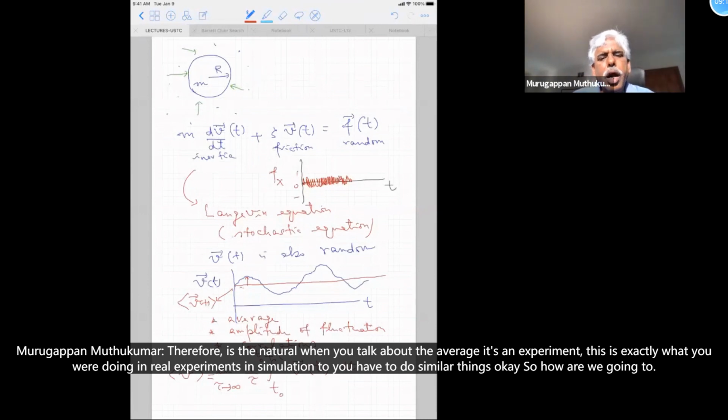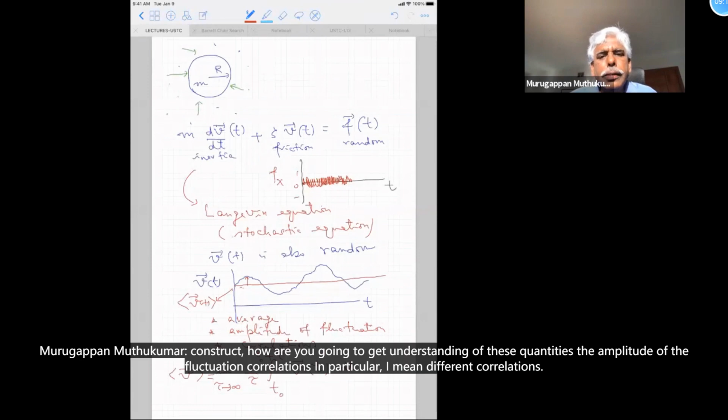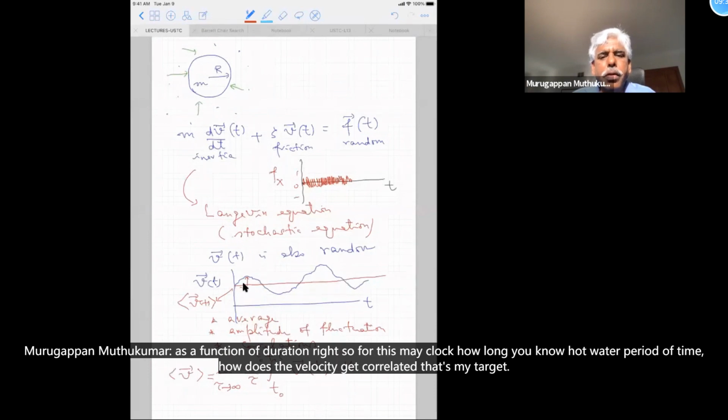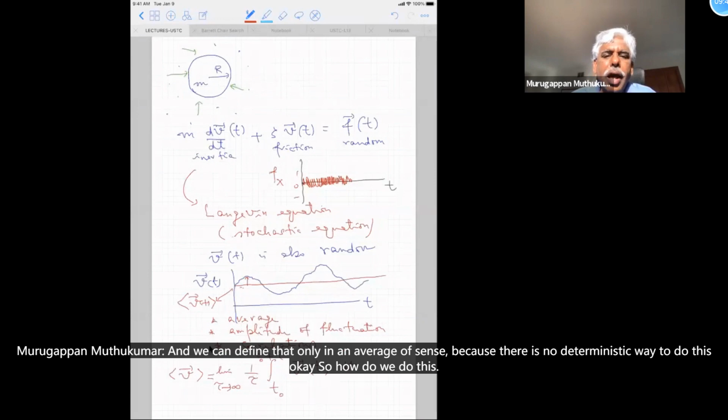Okay, so how are you going to get an understanding of these quantities, the amplitude of the fluctuation, correlations? In particular, I'm interested in correlations. For example, I want to know how velocity at this point is correlated with velocity at this point, at this temperature. Velocity at this time is correlated with velocity at that time as a function of duration, right? Suppose this is my clock, over a period of time, how does velocity get correlated? That's my target. And we can define that only in an average sense because there is no deterministic way to do this.